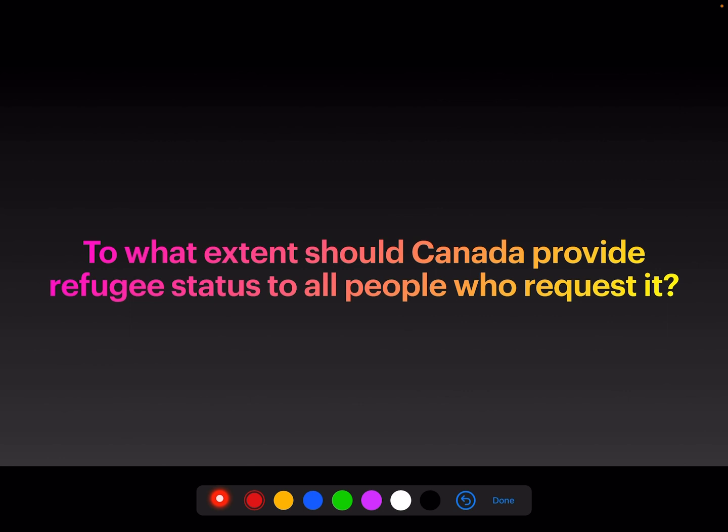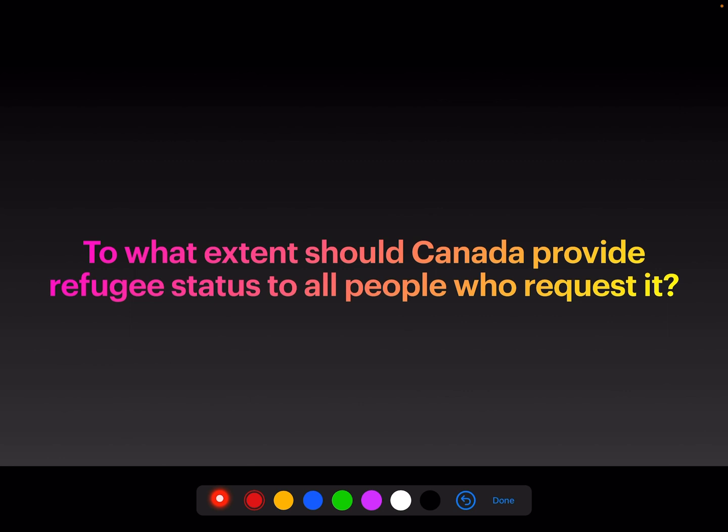To what extent? This is a great question, again, for yourself to answer. How far do we go? Do we accept anybody that comes to our borders, or do we only accept certain people under certain conditions? What are those conditions? Who are the people? And if we're okay with letting everybody in, are we really okay with that? What if 7 million people showed up at our borders tomorrow? What would we do? Would you be okay with that?